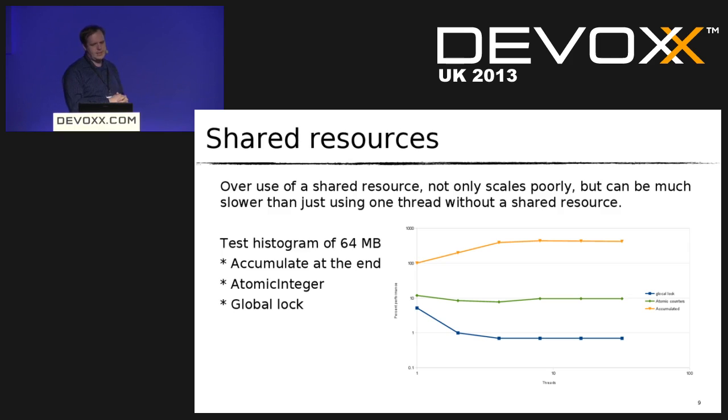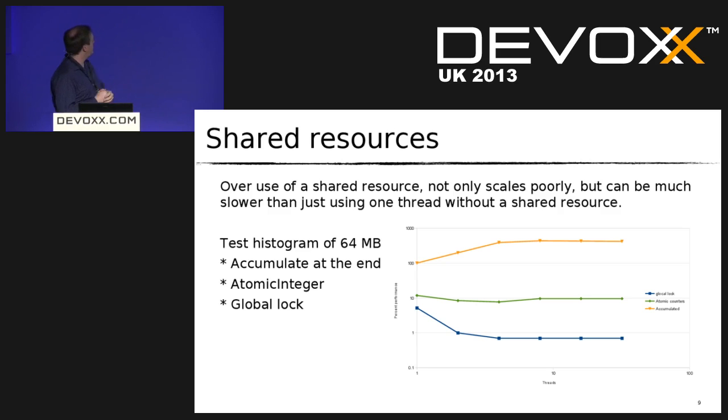So here's an example of 3 different ways of getting a histogram of 64 million values. Basically I generate 64 megabytes of random bytes, and then I try to get a histogram, a count of how often each one of those bytes occurs. The reason for doing this is it should scale very well. You should be able to put it across multiple threads, and this should be fairly efficient, you would think.